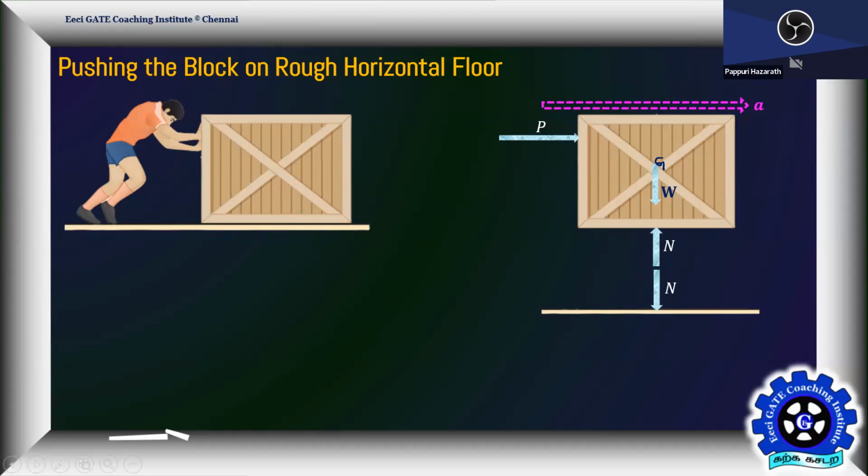Next, pushing the block, it will definitely move in the forward direction. Frictional force always acts opposite to the direction of motion. So this is the frictional force. Inertia force also acts opposite to the direction of motion. But this is called relative friction. This is the concept of relative friction. So this is the free body diagram for the block.